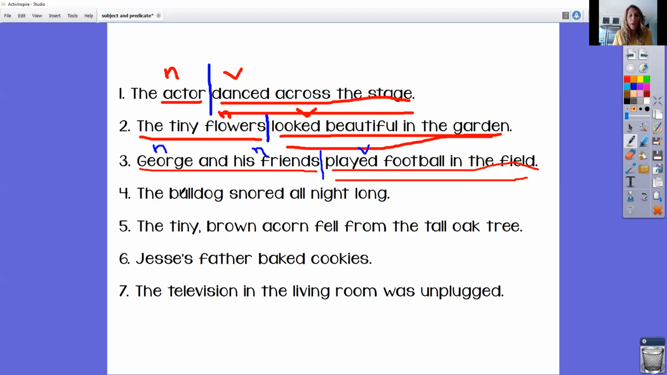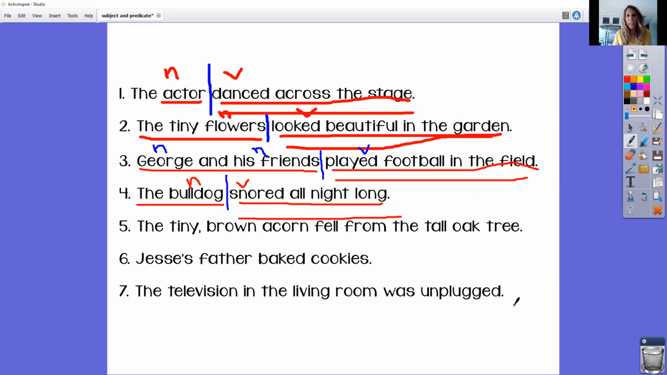All right, our next one. The bulldog snored all night long. Who or what is the sentence about? It's about the bulldog. And what did the bulldog do? So we have one subject. That's our noun, the bulldog. And what did he do? He snored all night long. So our verb is snored. Remember, an action verb is something that you can do.